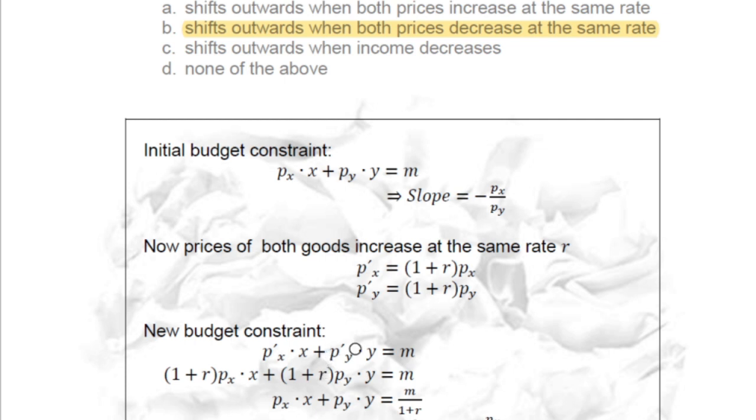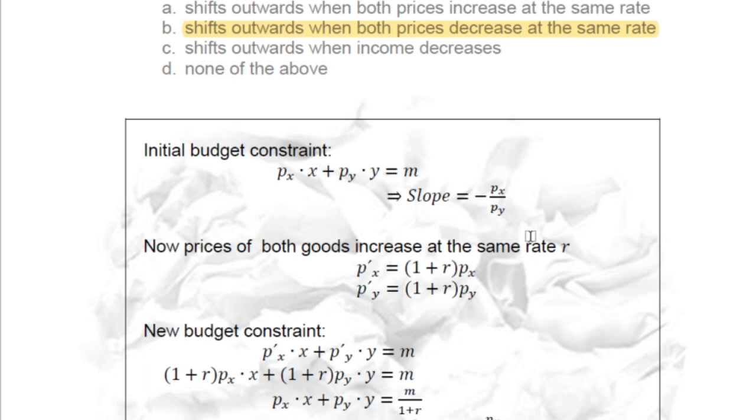The new budget constraint, with these new prices, if I substitute them, I have 1 plus r times px, 1 plus r times py, and I can take out the common factor 1 plus r. Then I could take it to the right hand side, dividing, and get this new budget constraint. As we can see, the left hand part is the same as the initial, so the slope doesn't change.